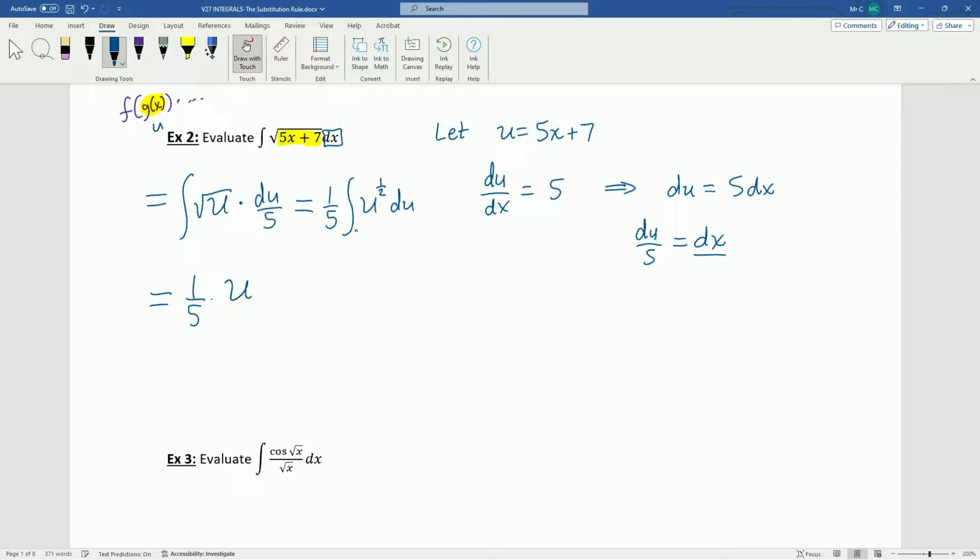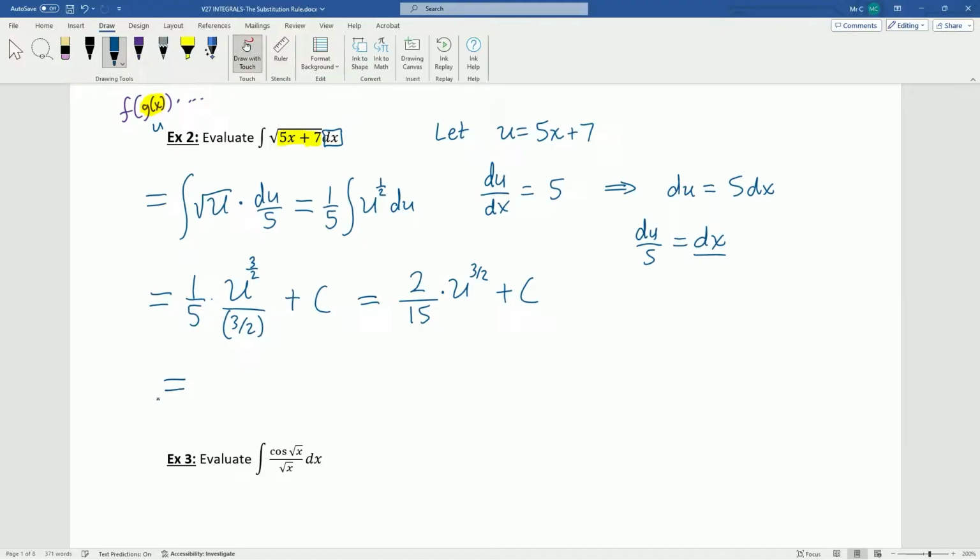And now we can take this antiderivative using the power rule. We add 1 to our power, that gives us u to the 3/2, divided by 3/2, plus c. Now remember, dividing by 3/2 is the same thing as multiplying by 2/3. So I can rewrite this as 2 over 5 times 3, which is 15, times u to the 3/2, plus c.